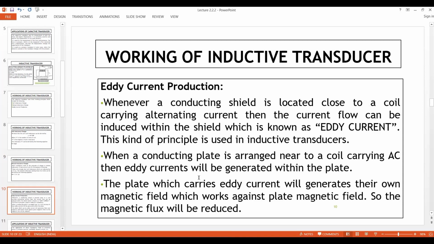Whenever the best example is LVDT, linear variable differential transformer, linear variable displacement transducer. Whenever the conducting field is located near the coil, we will take a movement from the first coil to another coil, and this movement will generate the induced EMF. Again, the principle is Faraday's law.